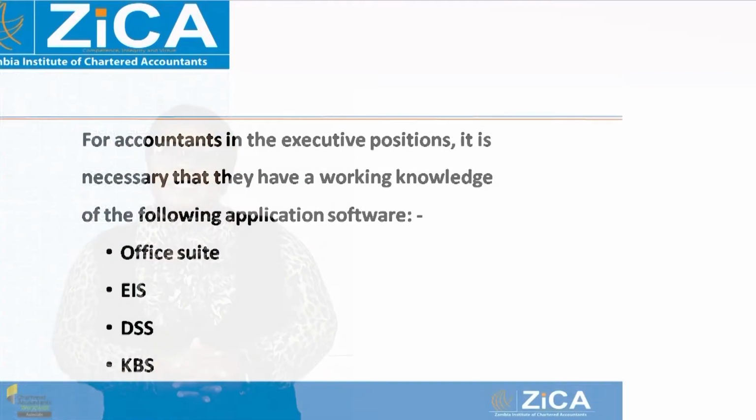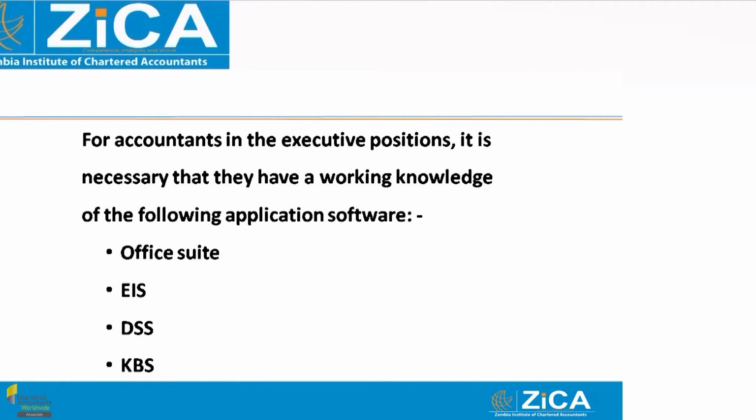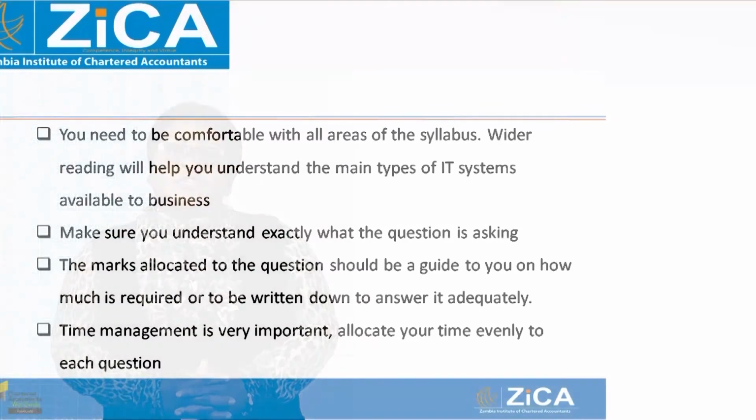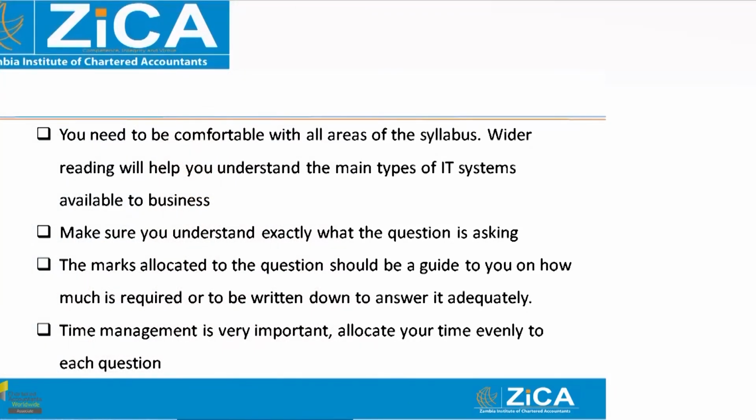For accountants in an executive position, it is necessary that they have a working knowledge of the following application software: Office Suite, Executive Information Systems, Decision Support Systems, and Knowledge-Based Systems. You need to be comfortable with all areas of the syllabus that have been outlined to you with the percentages of weights that were given to you. Wider reading will help you understand the main types of IT systems available to business.